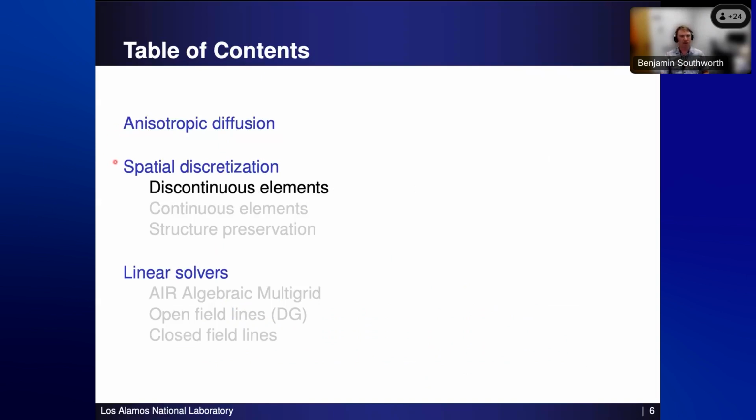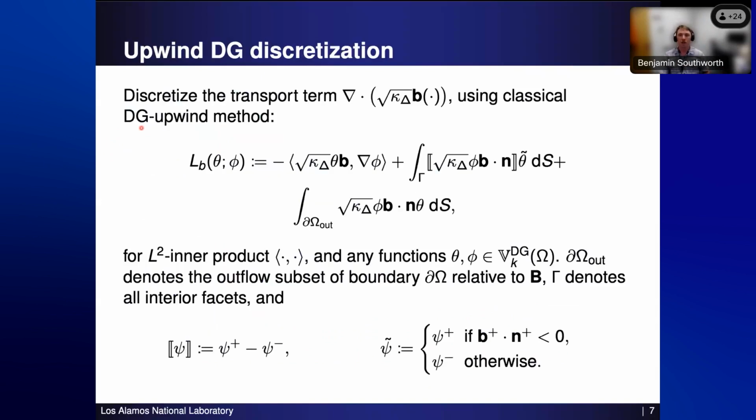Now I'm going to talk about the spatial discretization, and I'm going to start with discontinuous Galerkin finite elements. Most people here are probably familiar with the standard upwind DG discretization of transport. That's what we use to discretize our directional gradient here. So this is our weak form for our transport in one direction, and we have our element integral, and then our facet integral here.